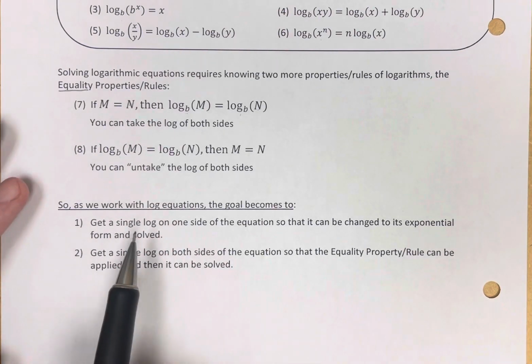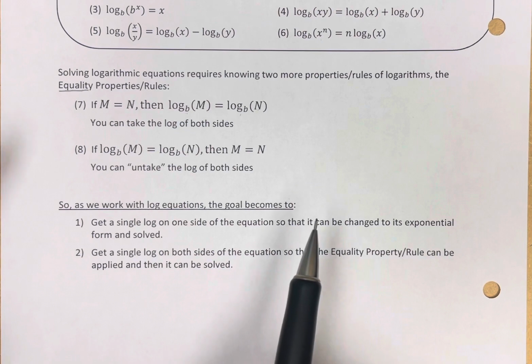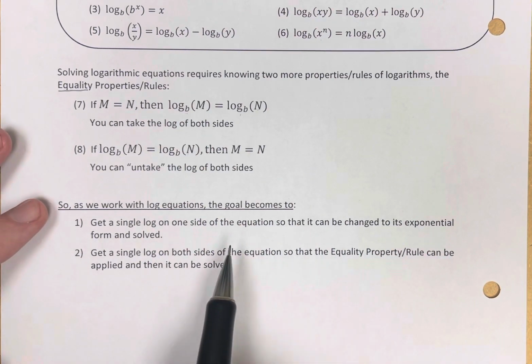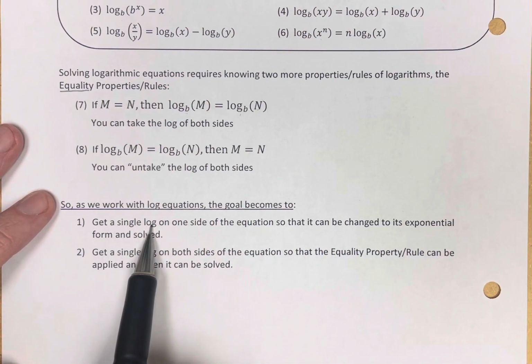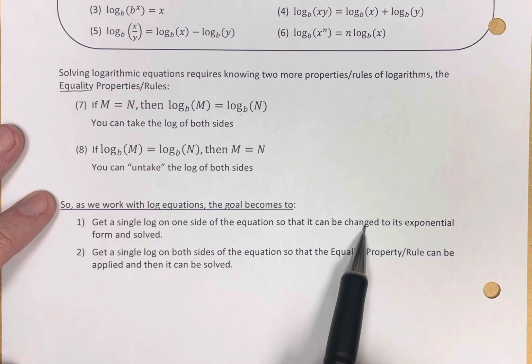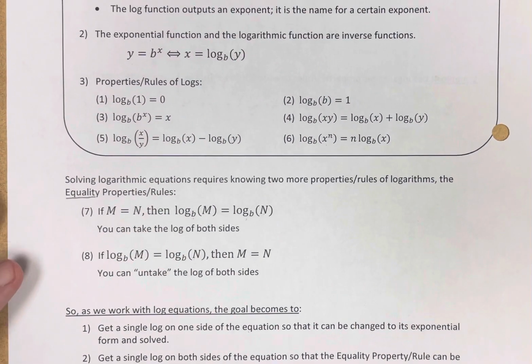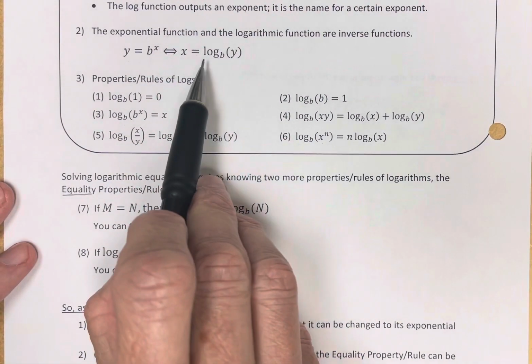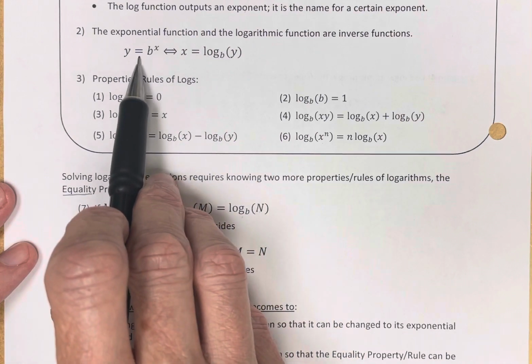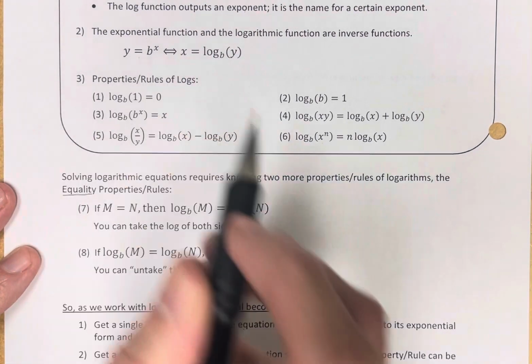As we work with log equations, the goal usually becomes one of two possibilities. Get a single log on one side of the equation so that you can change it to its inverse exponential form. Once you get a single log, you can rewrite it as an exponent. So I'll put down here, this is number 2 above.